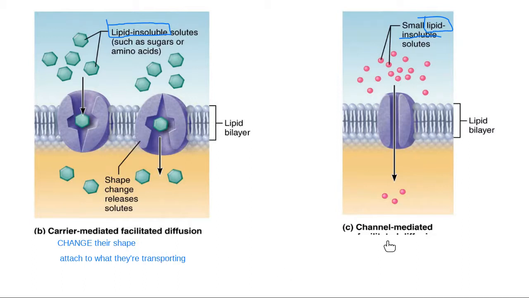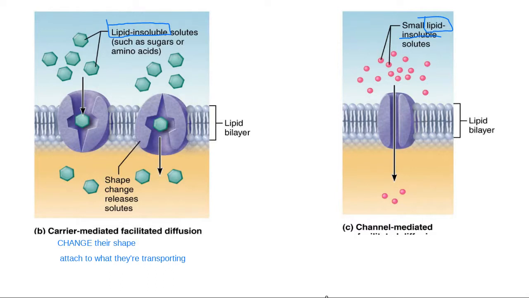When we talk about channel proteins, they always have a channel. They always have an open space in the middle. So when a channel is moving something, it never attaches to that something. The something just passes straight through it.